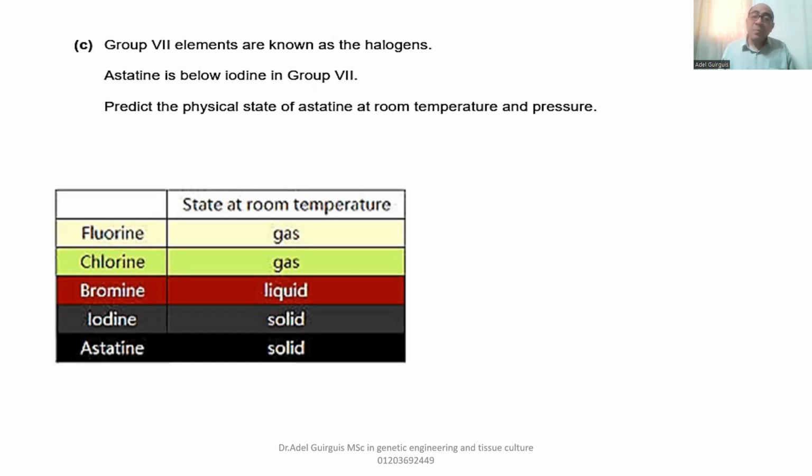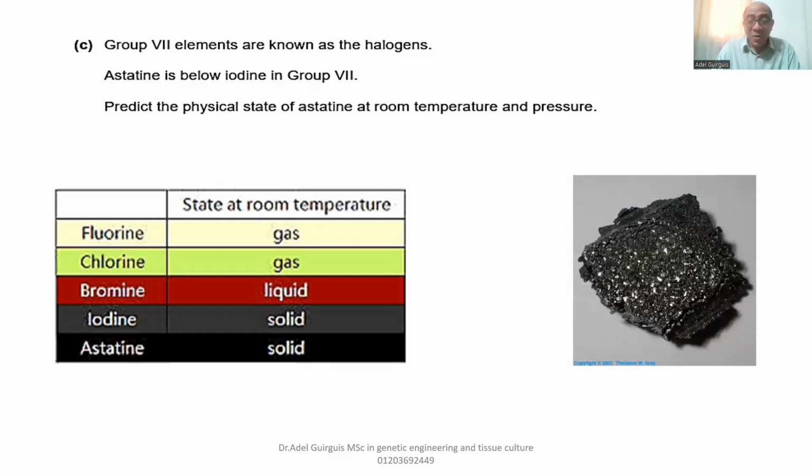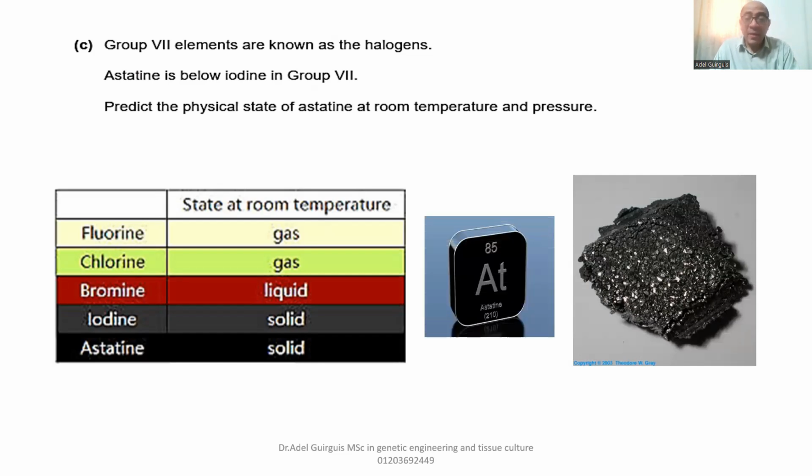What about the other element? The other element is mercury from the transition elements, also liquid, but this is a metal. So one non-metal, the other metal, both are liquids, the only 2 liquids in the periodic table at room temperature. Bromine liquid, iodine solid, so we predict astatine is solid also. Look at astatine. Here it is a blackish, black solid. Yes, the answer is solid.